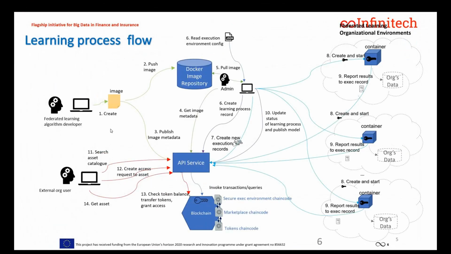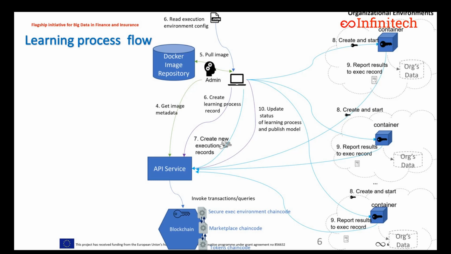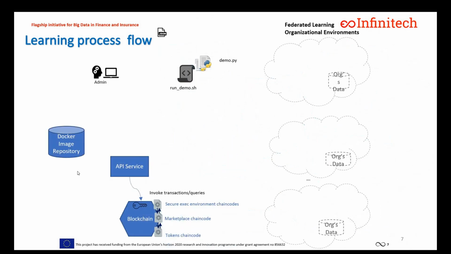After the prod federated learning image is pushed to the image repository and the image record is published on chain, we can use the image to run the distributed learning process by a consortium of organizations on their organizational nodes, each using their organizational data. Let's now dive into this process. One of the authorized organizational users initializes the prod federated learning process by executing a run demo script.